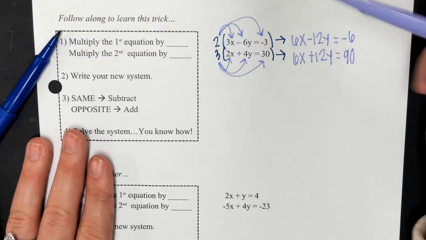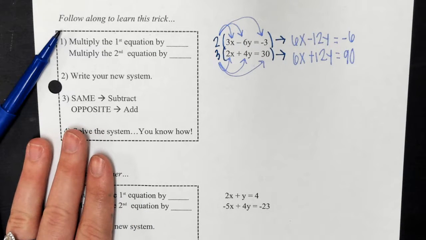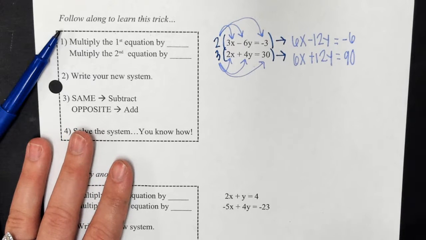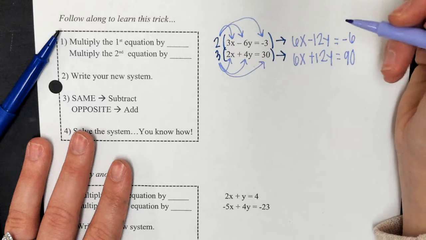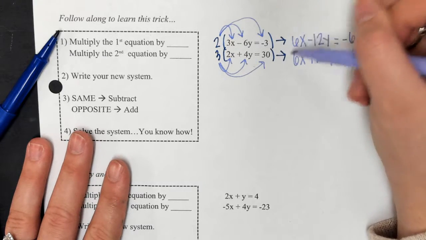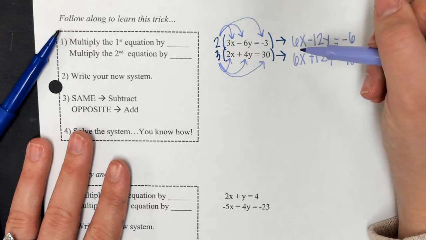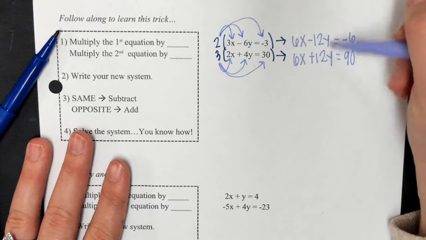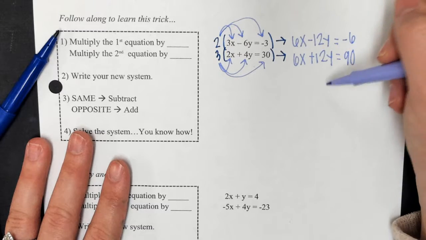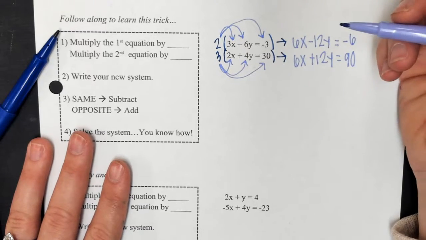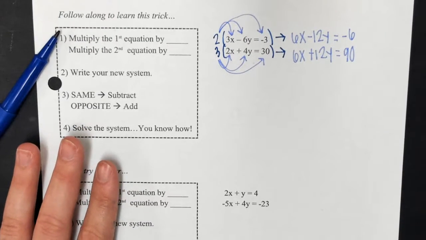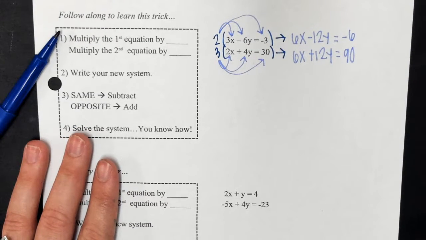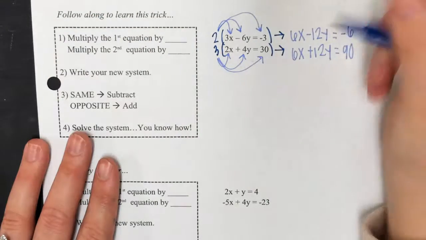Okay, now, do we have like terms? In fact, we got 2 of them. 6 and 6, 12 and 12. If I use the sixes, they're the same, so I have to subtract. If I use y's, they are opposite, so I have to add. Either way, it's going to work. Raise your hand if you want to eliminate all the x's. Raise your hand if you want to eliminate all the y's. Okay, x's win.